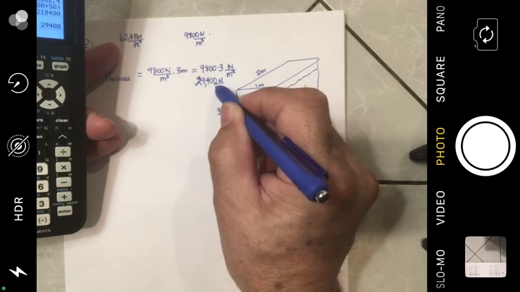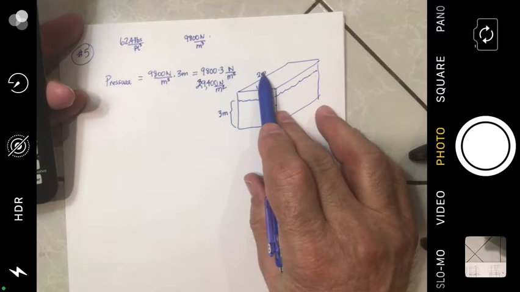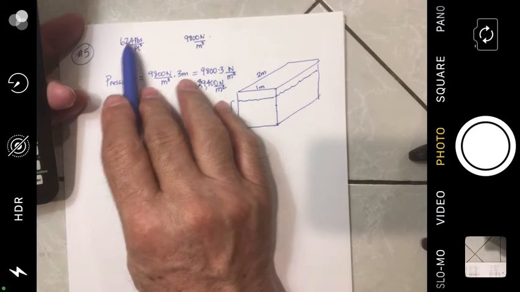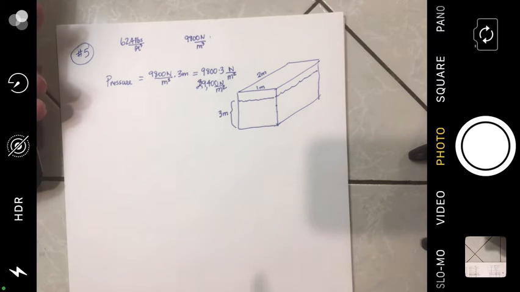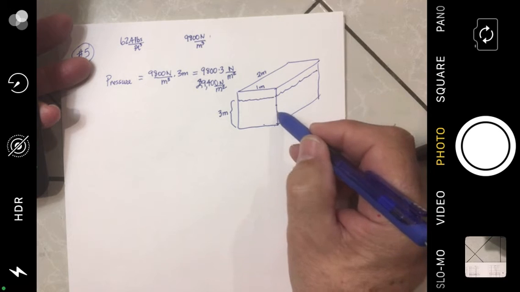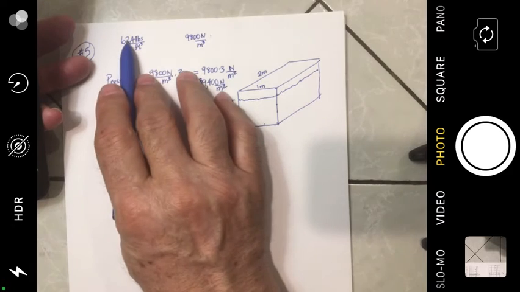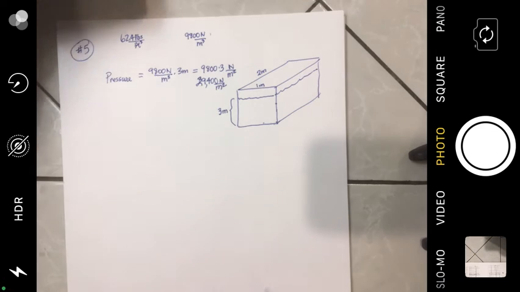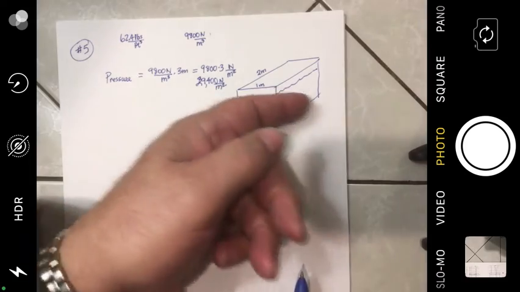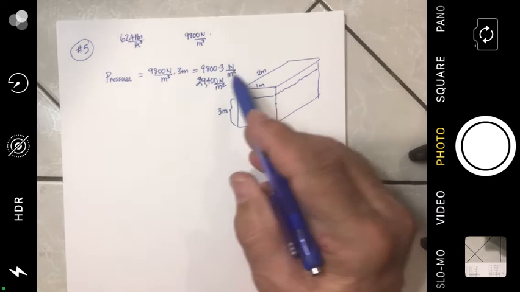Newtons per meter squared. If this was 3 feet, I'd be taking 3 times that, and I would get pounds per square foot. That's it for the pressure at the bottom. The pressure at 2 feet down, I'd be taking 2 times this if I'm in the metric system, and 2 times that if it was in feet and I'm doing the English system. So it's just the depth times it.